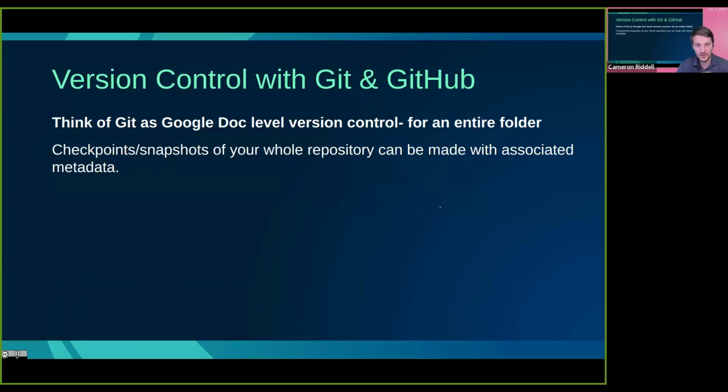And Git is a tool that operates not just on one document, but on an entire folder and every document within that folder and every subfolder within that folder, and so on and so forth. Using Git, you can make checkpoints or snapshots of your whole repository. And in this case, repository is just another word for your whole folder that's under version control. And you can make those checkpoints or snapshots with associated metadata. This is very beneficial for us because we're not tied to a single document. Git is a tool that lives and installs on your local computer. You don't need to go to any special website to use Git.